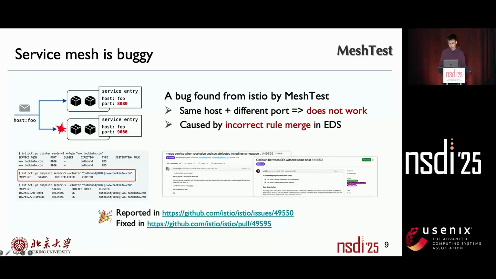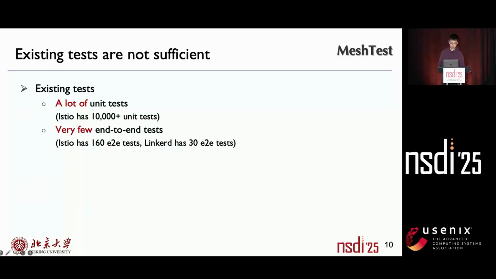Here, we show a real bug from Istio on the left. It was found by our work. The bug happens when two service entries have the same host and different port. It makes one of the service entries not take effect, and finally leads to a service unavailable error. The root cause is the incorrect rule merging in the code base for EDS. It's not covered by existing tests because the developers didn't think of this rule merging situation. We found this bug, reported it to the developers, and finally they have fixed it.